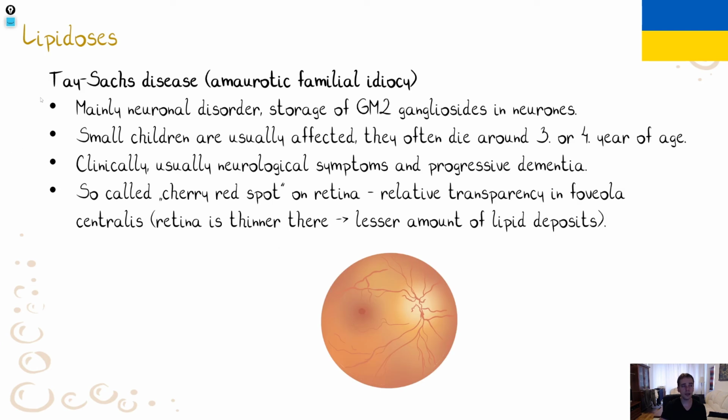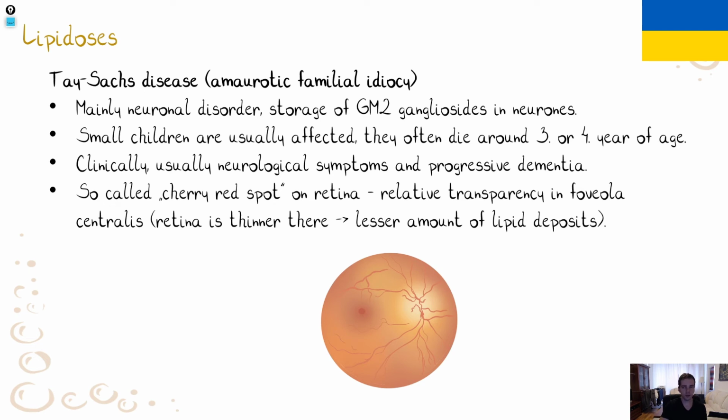Another disease is Tay-Sachs disease, or sometimes it's called amaurotic familial idiocy. This is mainly a neuronal disorder. There is a storage of so-called GM2 gangliosides, mainly in neurons, and the disease usually manifests in small children. Very often they die around the 3rd or 4th year of age. So clinically, neurological symptoms dominate.